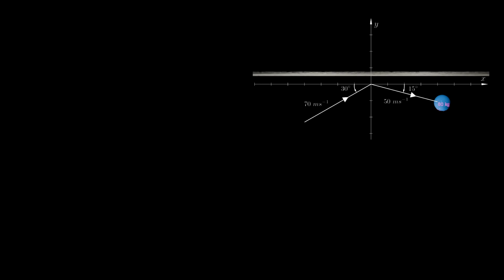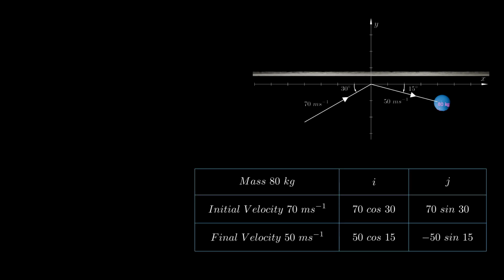First, let's identify the XY reference frame. Next, we will resolve the initial and final velocities into their x and y components, as illustrated in the table. This involves determining the horizontal x and vertical y parts of each velocity vector. By referring to the xy coordinate system, we can accurately assign the appropriate positive or negative sign to each component based on its direction.